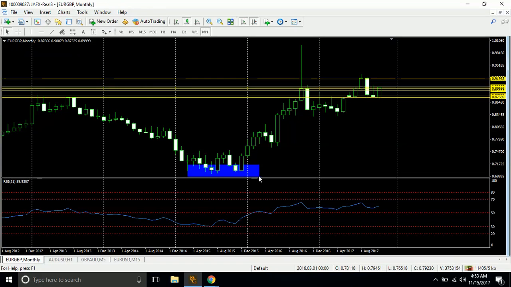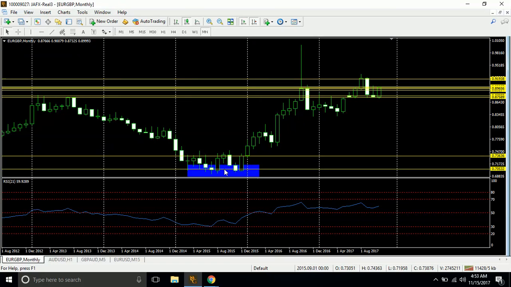Like we did here on the monthly. It's clear that you're going to have a pretty good swing, because these two distances alone are 3,000 pips. 3,000 what? 3,600 to be exact.